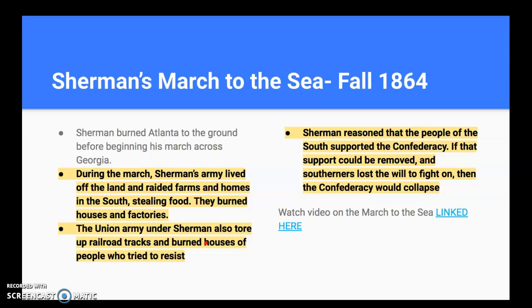So the Union Army under Sherman also tore up railroad tracks, making it impossible for the Confederacy to move supplies around the South. This is just something that's going to really cripple the South, this March to the Sea. And you see, there's not a whole lot of time between the March to the Sea and the end of the war in 1865. So here's the reasoning for Sherman again.